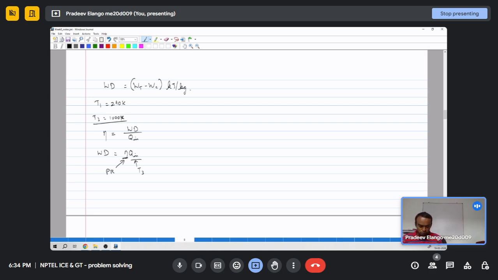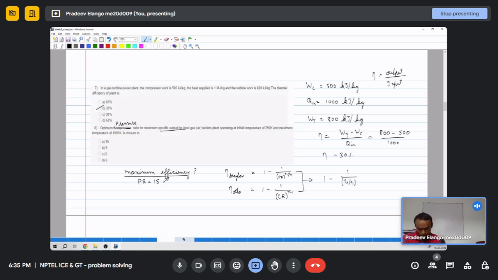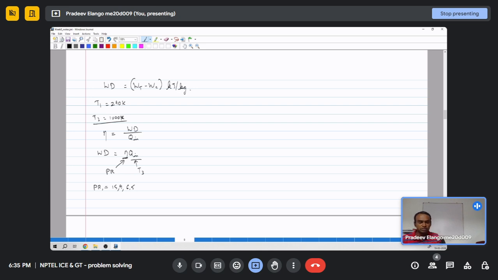So one simple way is, we know the pressure ratios given. PR is say 15, 9, 6 and 5, I think. 15, 9, 5 and 6. So for all of these we can individually keep on calculating and find which one is giving the maximum work output. And we can also solve this analytically. So first I will go with a simple way. I will just put in the pressure ratio and find it, and we will see how to find which one gives me the maximum specific output.